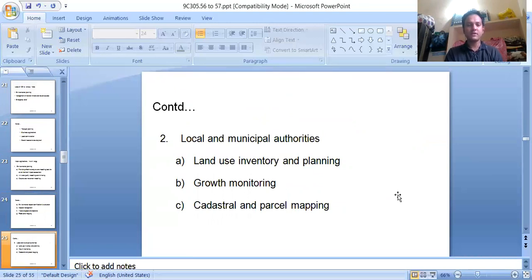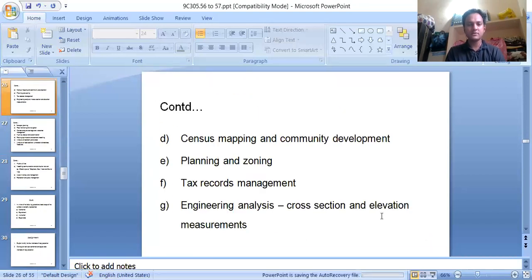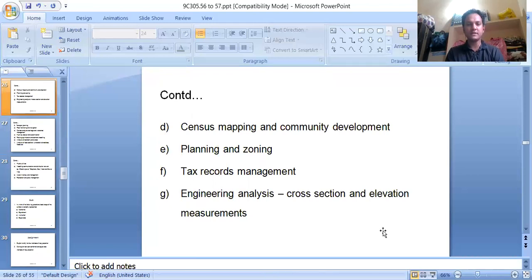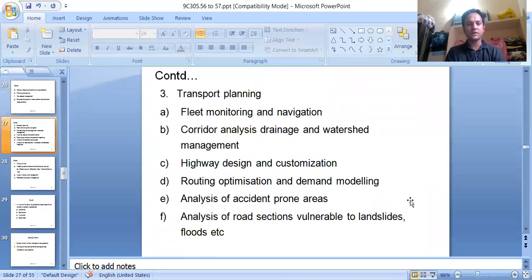And secondly, local and municipal authorities, where land use and inventory and planning, growth monitoring, cadastral and parcel mapping can be done. Census mapping and community development, planning and zoning, tax records management, engineering analysis, cross-section and elevation measurements of different areas. These are the things which we can do.